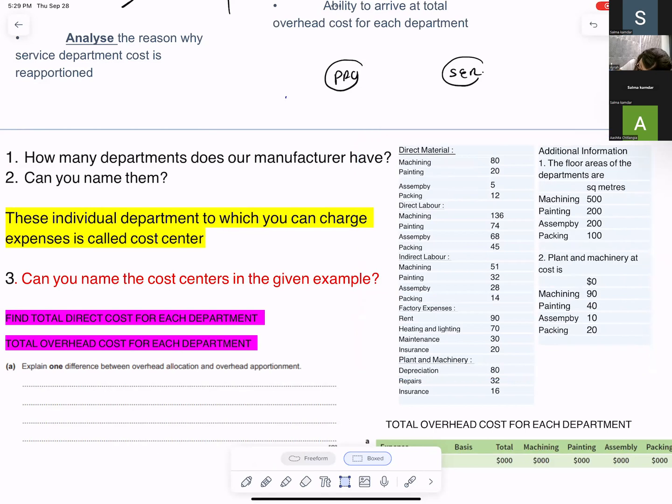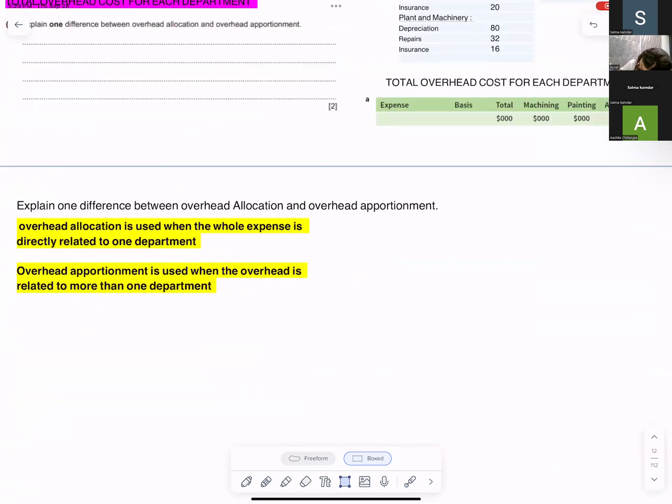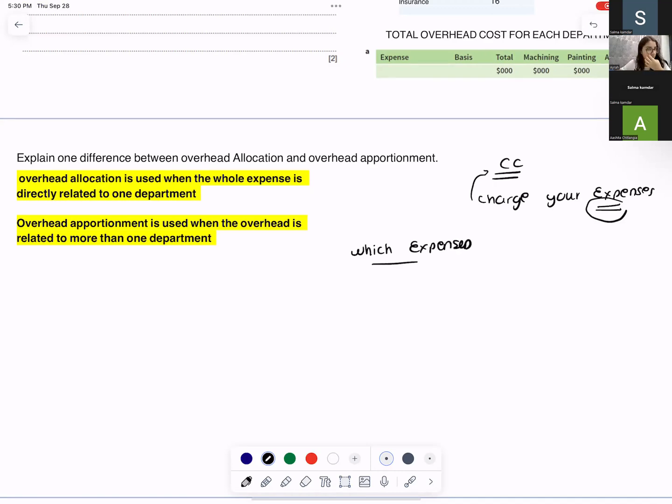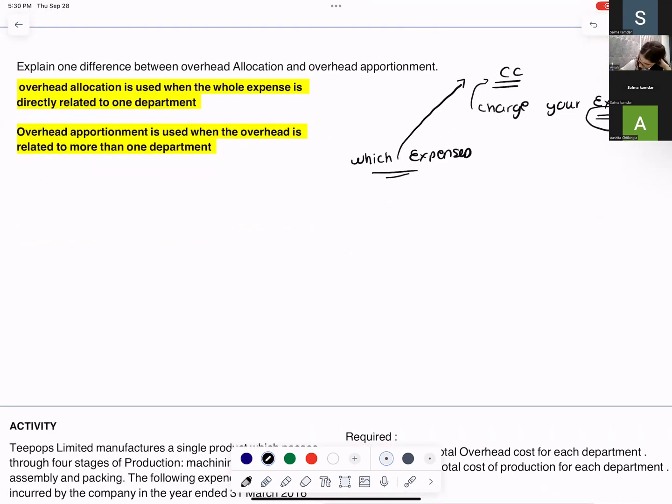Okay, fine. Now I know what a cost center is and the two types of cost centers. Cost centers are places where you are going to charge your expenses. Are you all with me? If I am going to charge my expenses to the cost center, the question that comes up here is, which expenses will you charge to the cost center? For example, for painting, the expense would be the boxes of paint. That would be one expense.